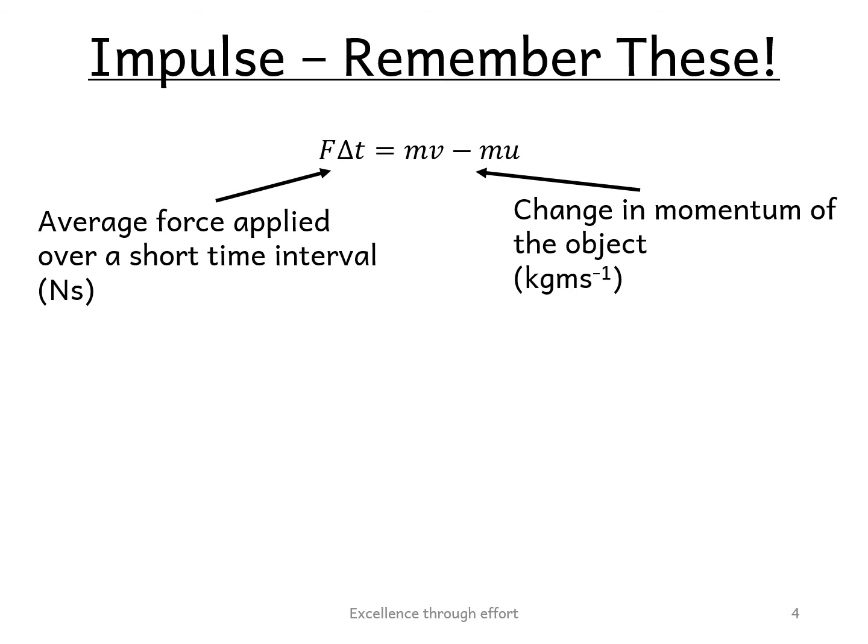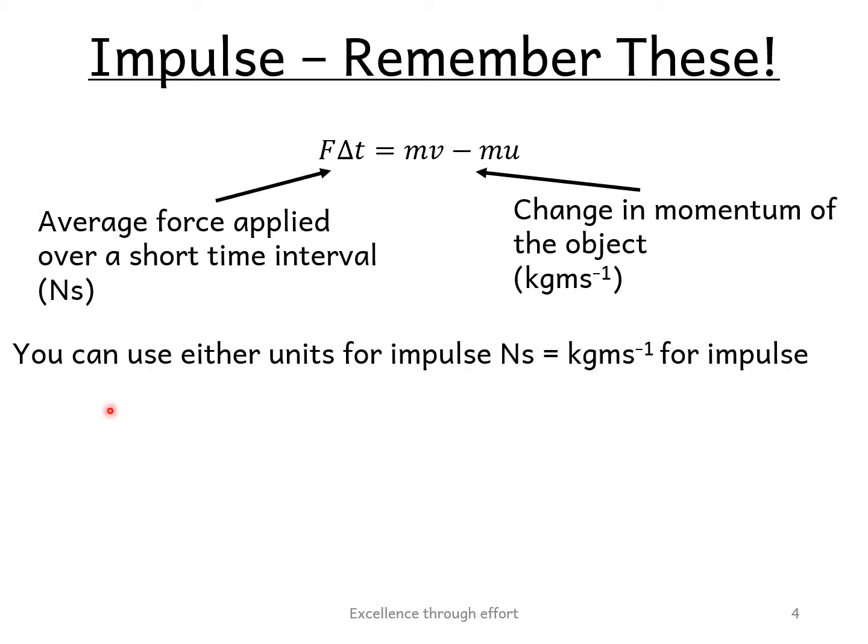Now, let's try and explain a little bit more about what this equation means and the impact it has for our problem solving. First of all, you can use either units for impulse, Ns or kilograms meters per second. And the reason for this is because if we look at the equation, there's an equal sign between these two parts of the equation, isn't there? And remember, an equal sign literally means they are equal to each other. So that means it doesn't matter if we use this or this, they both mean the same thing.